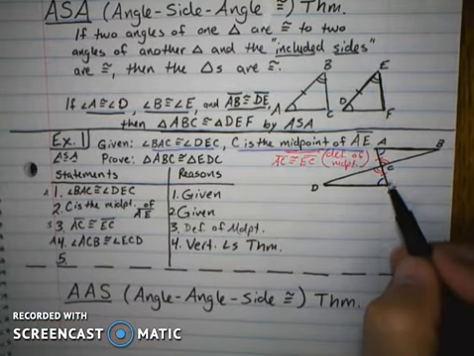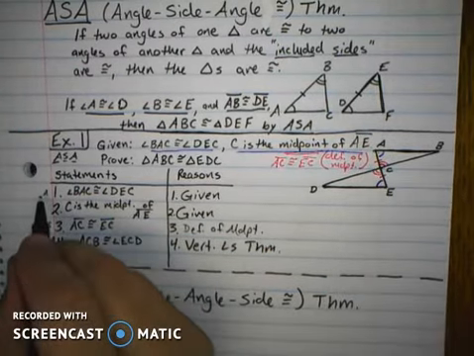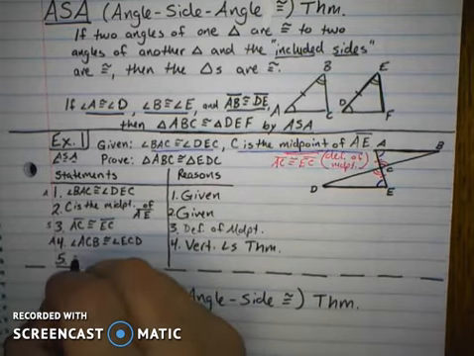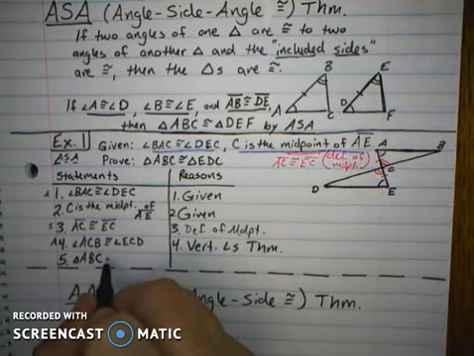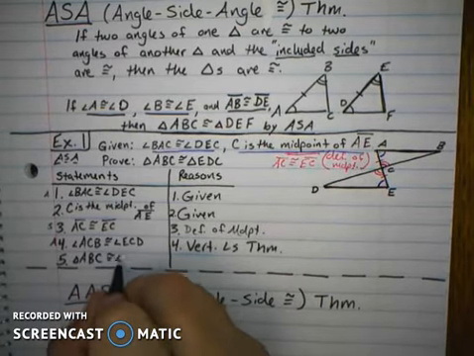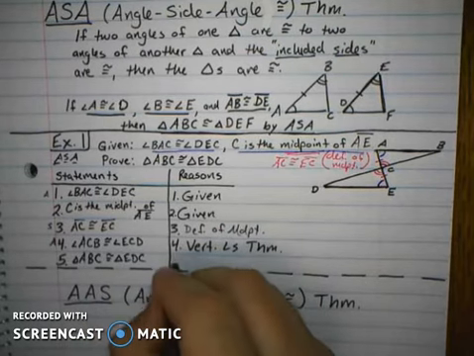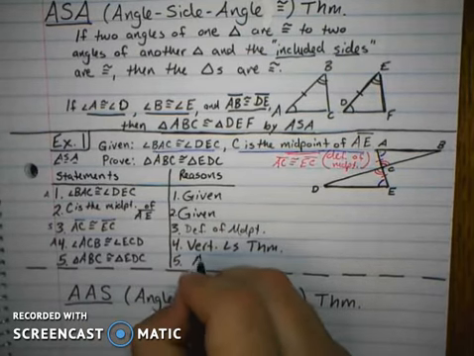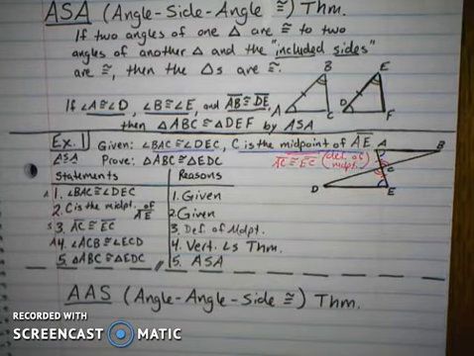I've shown two pairs of congruent angles, and the included sides are congruent. So that's angle, side, angle. So triangle ABC is congruent to triangle EDC by angle-side-angle. We finish our proof.